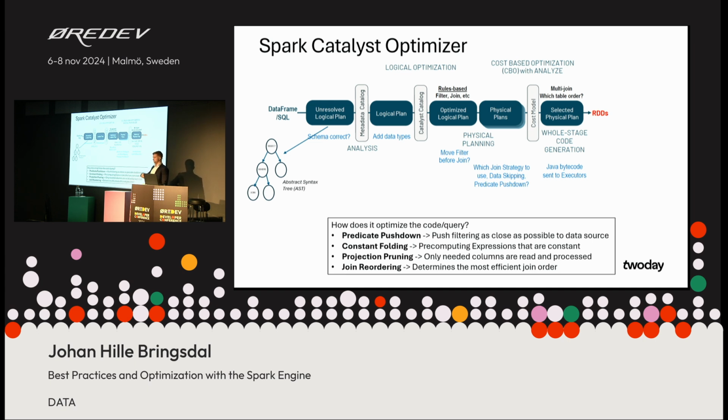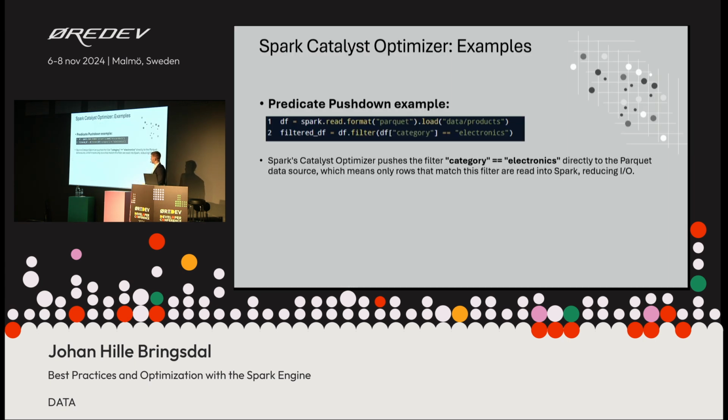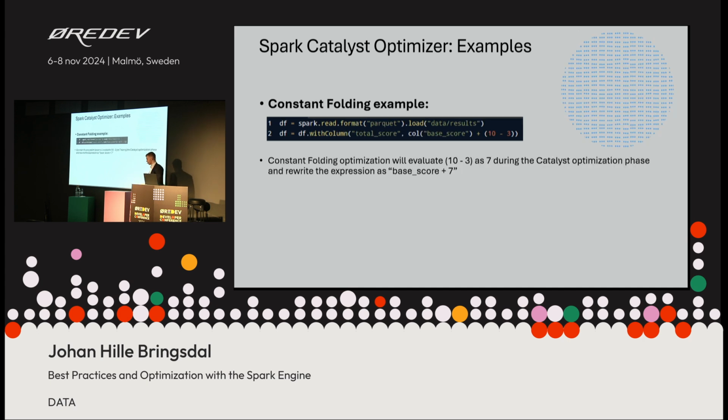So I want to go through just a quick example of each of these, how it looks in a code example. So here for the predicate pushdown, we're reading into a data frame a table called products. Then on the next line of code, we want to filter that data frame on the column called category is equal to electronics. What Spark is smart enough to do here is it pushes the filter that happens on line 2 up to line 1, meaning that we're actually never reading anything other than the category and the electronics data from that data set. And thus we're reducing the I/O significantly.